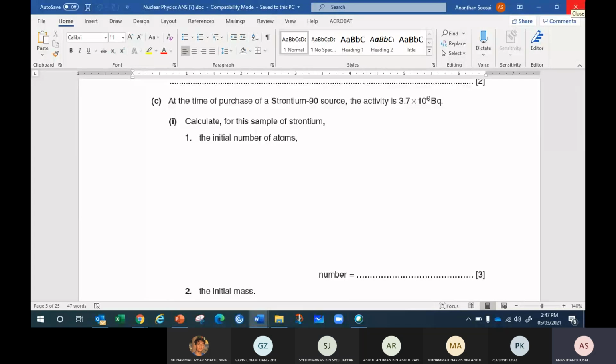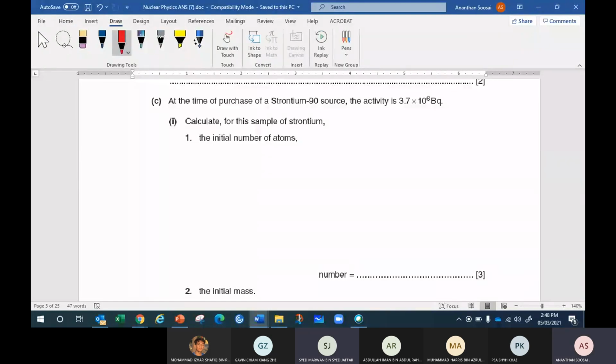Next, part C. At the time of purchase, the strontium-90 source activity is 3.7 times 10 to the power of 6 becquerel. Calculate the initial number of atoms of the strontium sample. What formula do you use? They want the number of atoms.